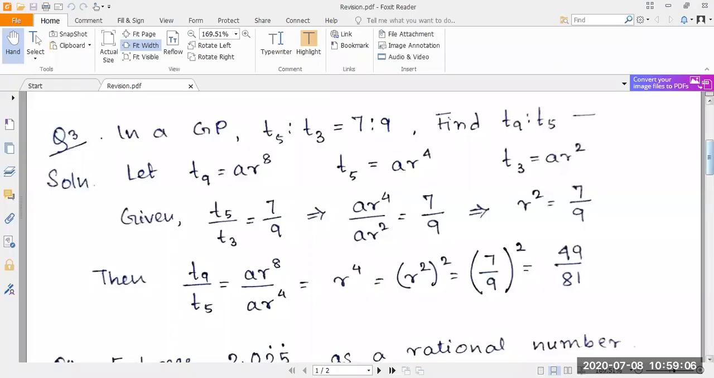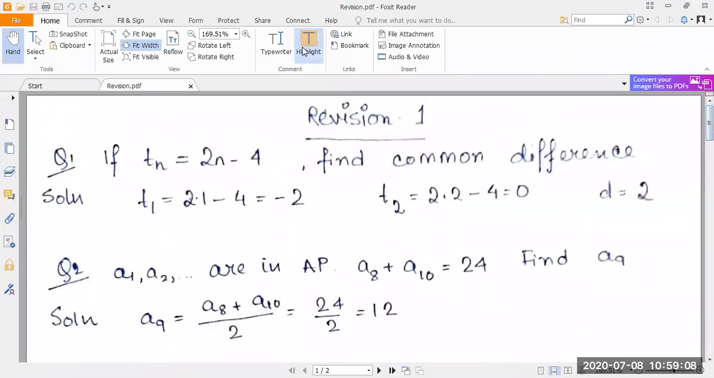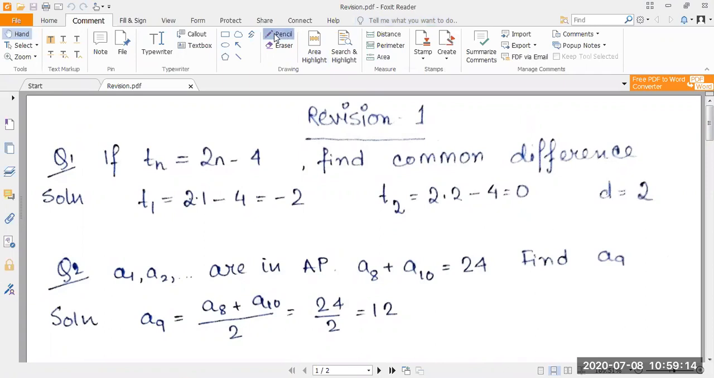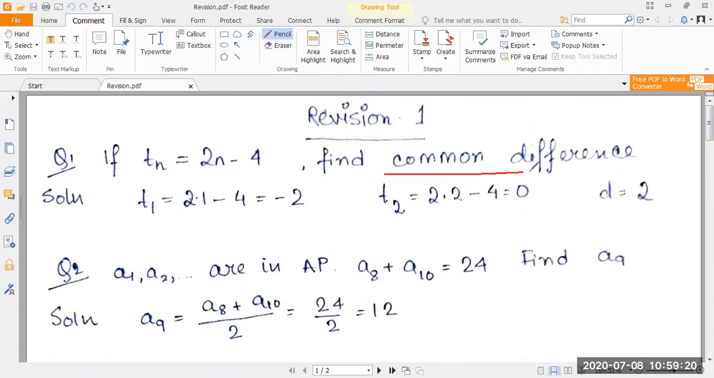So in today's session, we'll be considering a revision on arithmetic progression and geometric progression. What I'll first start with is obviously the first sum. It says if Tn equal to 2n minus 4, find the common difference. You might ask me whether it is a sum on arithmetic progression or geometric progression. The sum asks us to find the common difference.